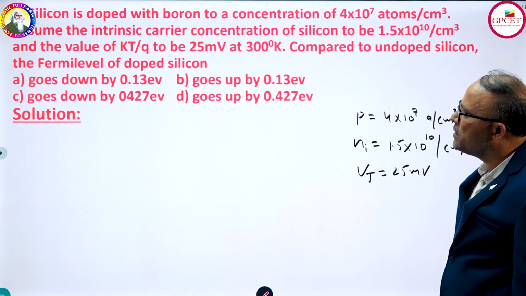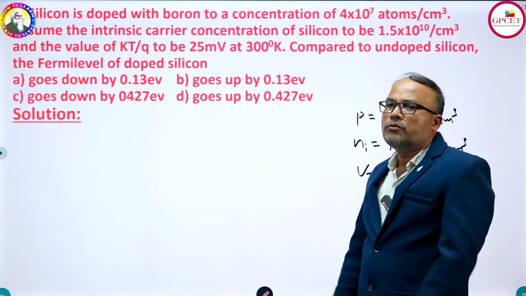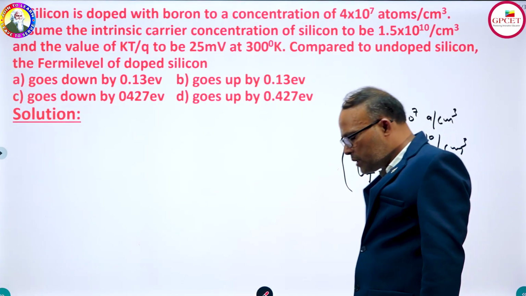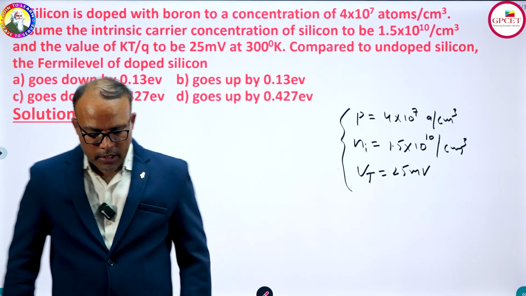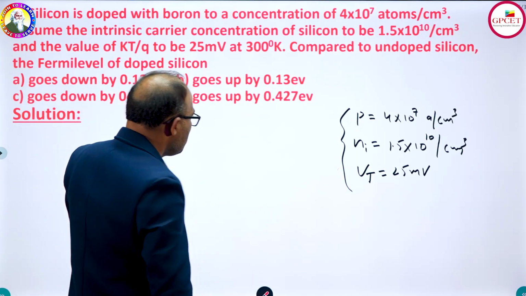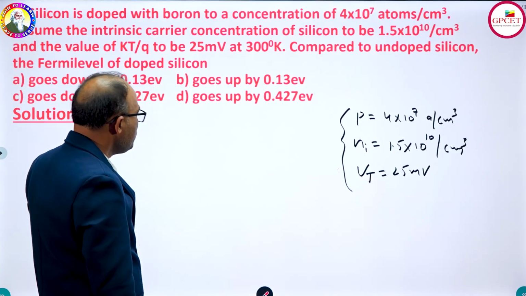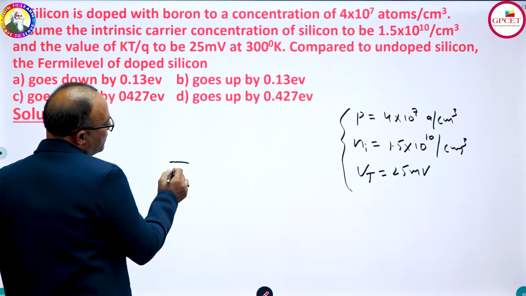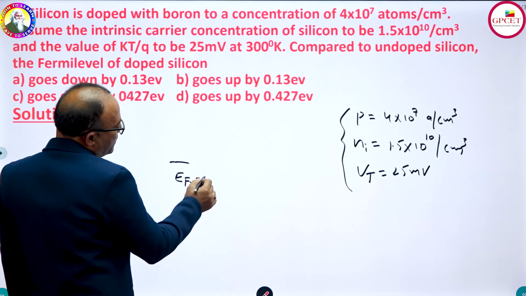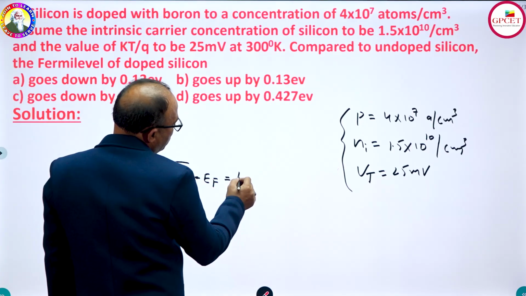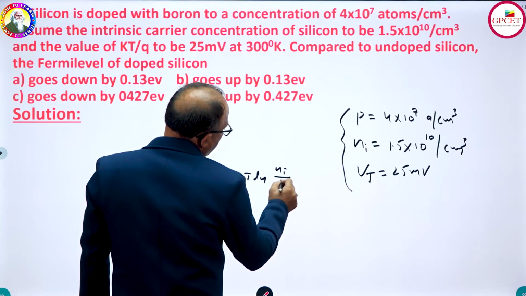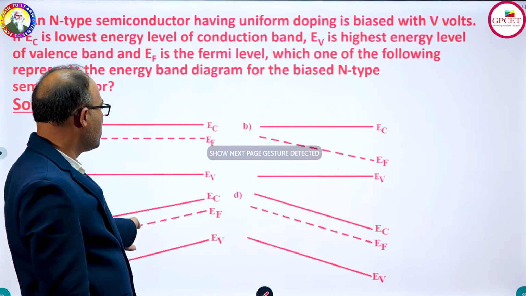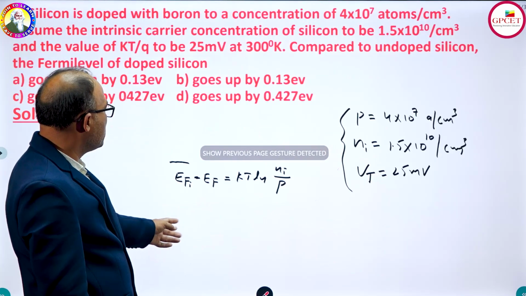Compared to undoped silicon, the Fermi level of doped silicon is... What happens to the Fermi level of doped silicon? Because here, what type of doping are you adding? P-type dopants you are adding. So if you add P-type dopants, then what is the formula here? Just now we have seen the P-type dopants, EF, the Fermi level in P-type. So this is the intrinsic Fermi level, right? So EFi minus EF is equal to kT ln Ni divided by P. This is the equation we have already seen in the last class.